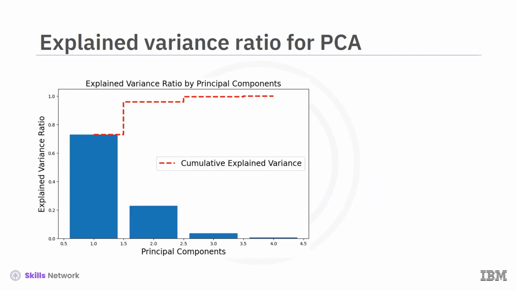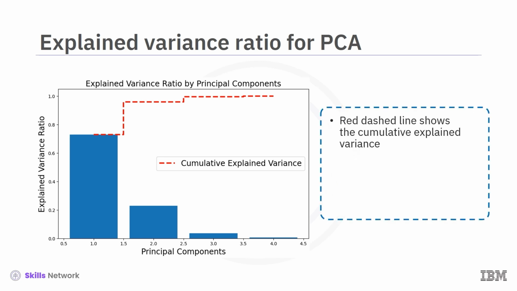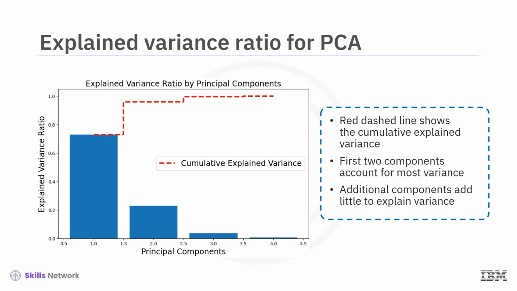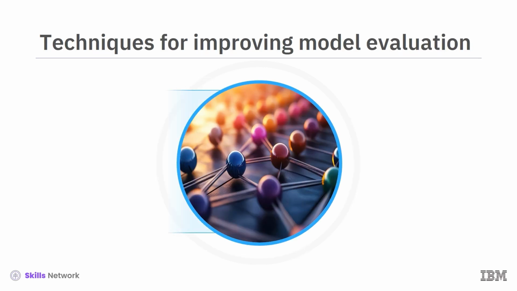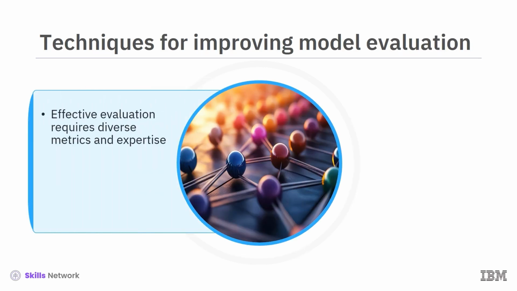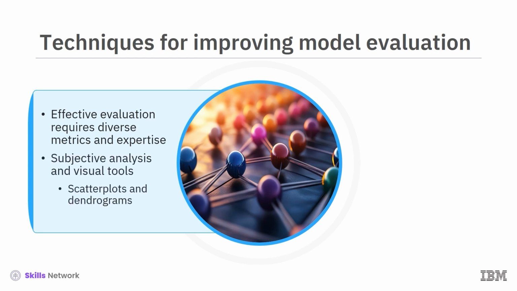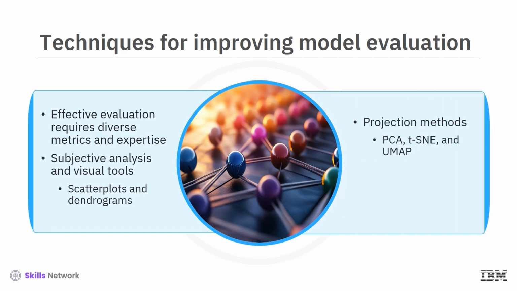This bar plot shows the explained variance for each principal component in descending order. The red dashed line indicates the cumulative explained variance. The first 2 components account for most of the variance, while additional components don't add much. Effective model evaluation requires diverse metrics and domain expertise to assess patterns. Subjective analysis and visual tools, like scatter plots, dendrograms, and projection methods such as PCA, t-SNE, and UMAP, are essential for interpreting unsupervised learning results.